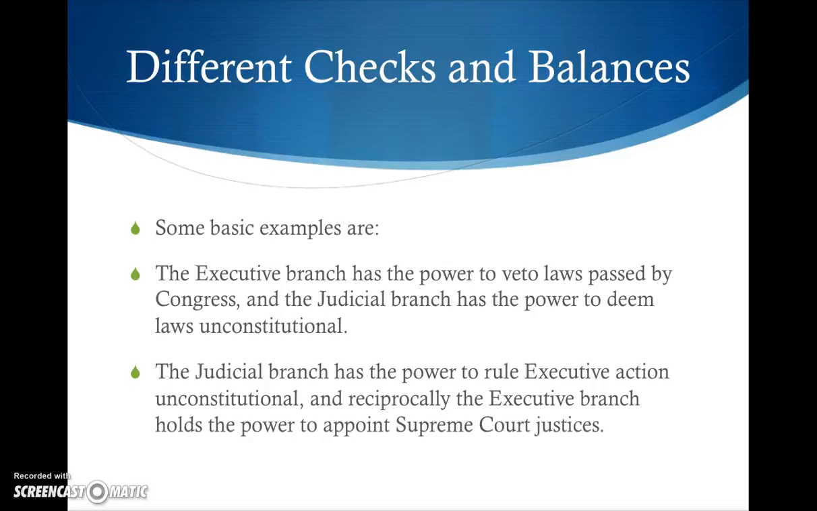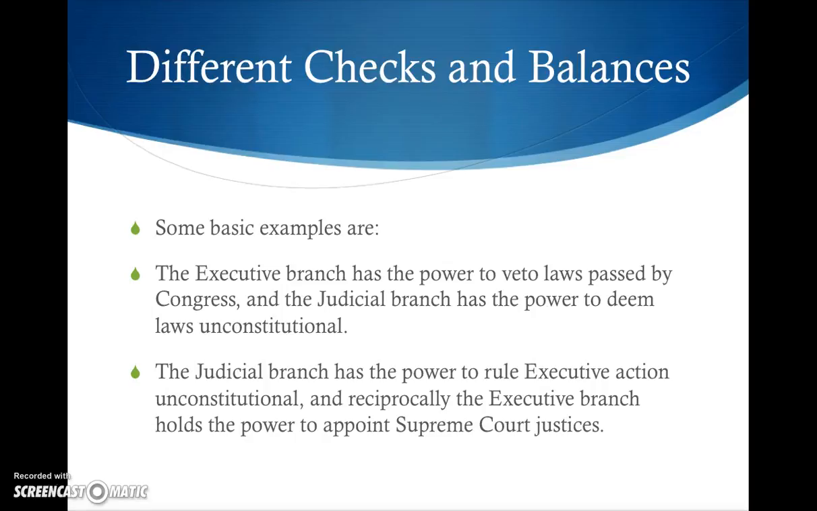And also the judicial branch, when they get laws passed by Congress, they can look at them and say, you know what, we think this is unconstitutional. It should not be applied to the American people. This should not be a law. So they have the ability to throw it out, and Congress would in effect have to go back to the drawing board and draw up a new law.